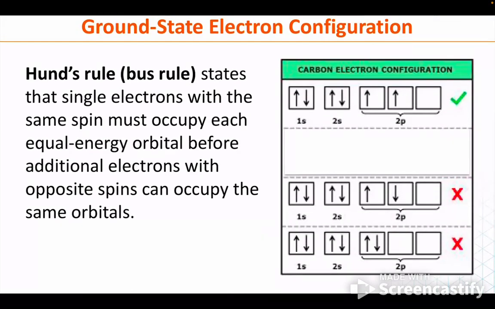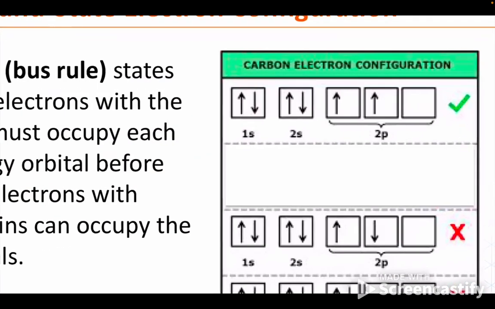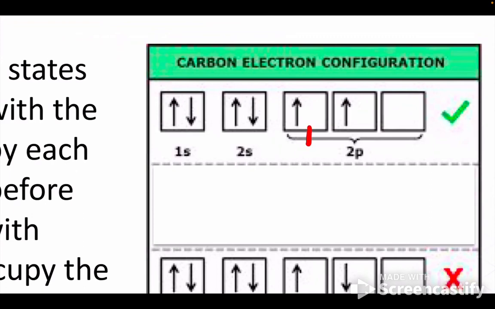Hund's rule, they call it the bus rule, because when you ride a bus, now that you're older, most people take their own seats and then they double up if needed. So this is an example right here. These 2 electrons each went into their own orbital. And if I had a third, they're all going to spin in the same direction. And then if I have enough, then I will start to double them. So I only double them up once every equal energy orbital has 1 electron.